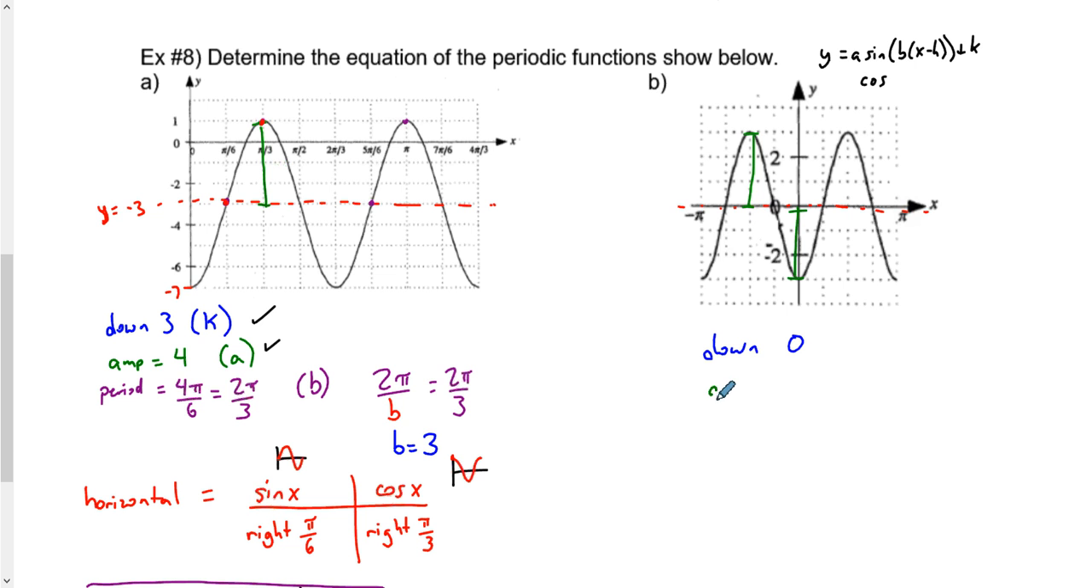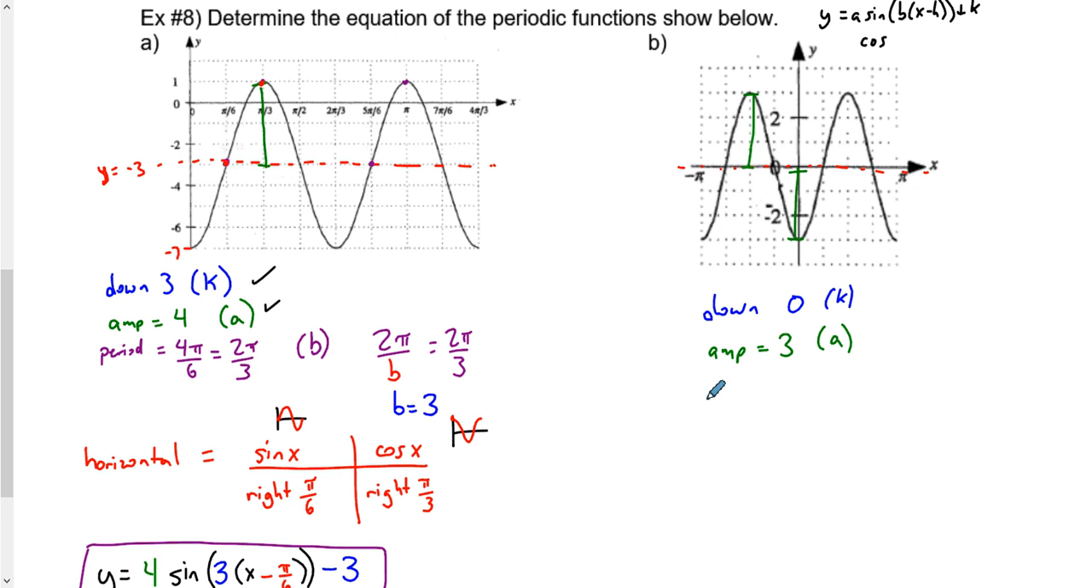Our amplitude, though, is 3, which means that's our a value. This one deals with our k value. Alrighty, our period. How long does it take to repeat itself?